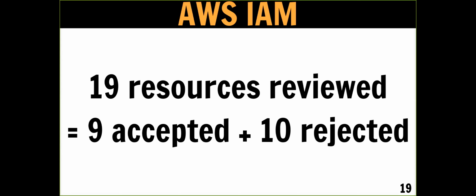So like I said previously, my first list was on AWS IAM, and I was able to review 19 resources. I only accepted 9 of them, 10 were rejected, so more than half. And finding these 19 resources and reviewing them and going through them, making sure they're great, took me about a month of work time. So it's about 1 resource a day that I'm able to get through.